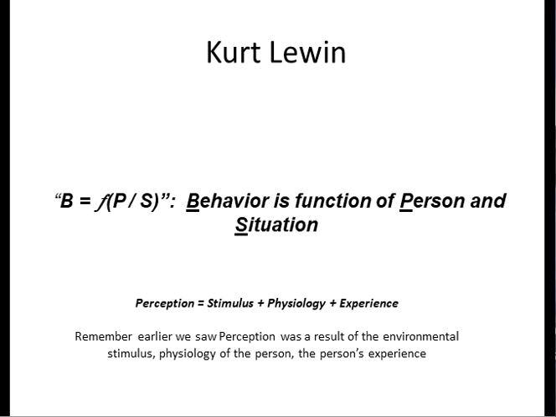Remember in previous lectures we saw perception is a function of the stimulus in the environment, the physiology of the organism that's doing the perceiving, and then our previous experience, our cultural experience, our education. And that all together equals what we're going to perceive. So remember earlier we saw perception as a result of these things: the environmental stimulus, the physiology of the person, and the person's experience. So here we're seeing somewhat the same idea, that behavior, anyone's given behavior, is a function of characteristics and things related to that person and the situation they're in.